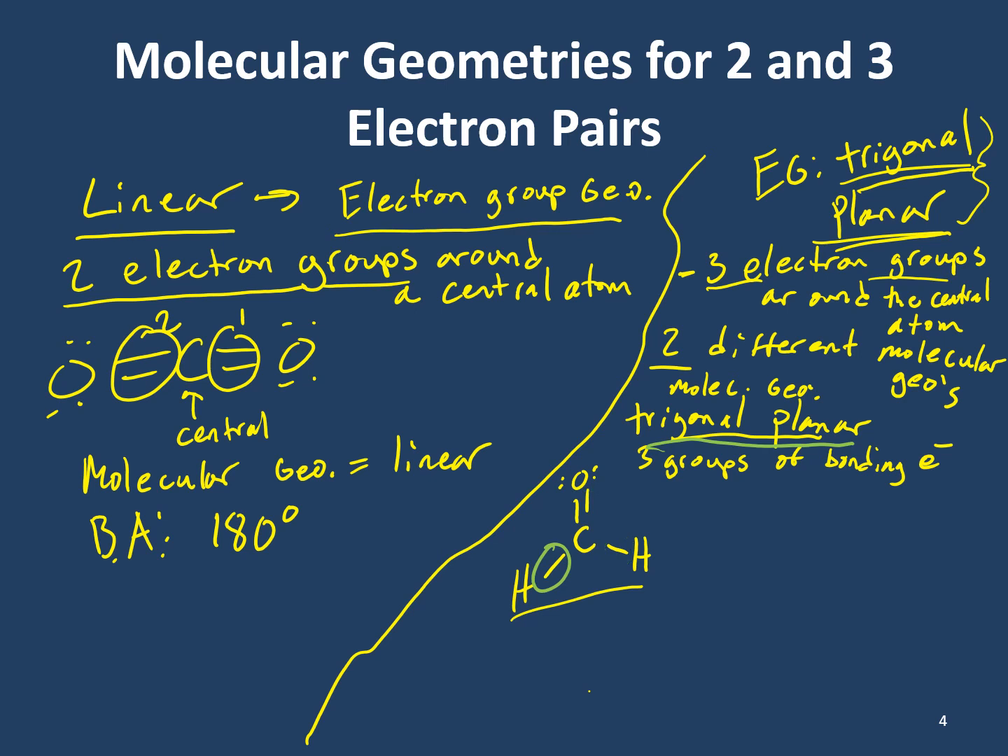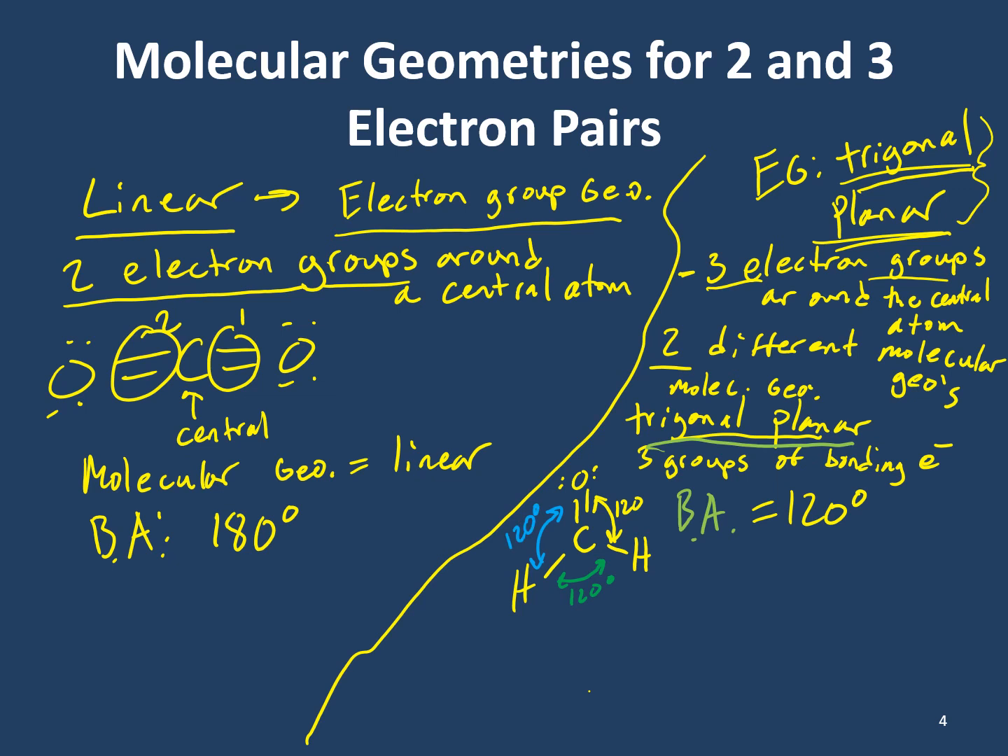Now, in this molecule, our bond angles are going to be equal to 120 degrees. So the angle between these 2 bonds, 120. The angle between these 2 bonds, 120. And the angle between these 2 bonds is also 120.